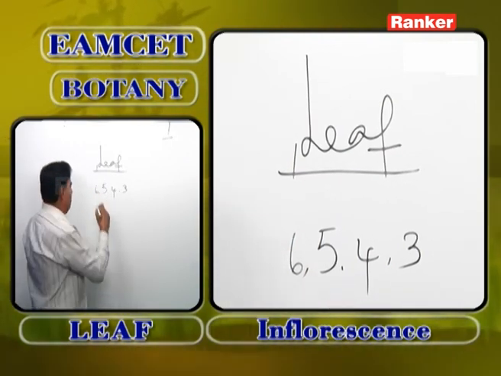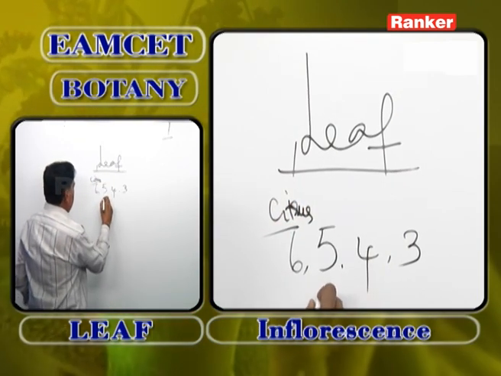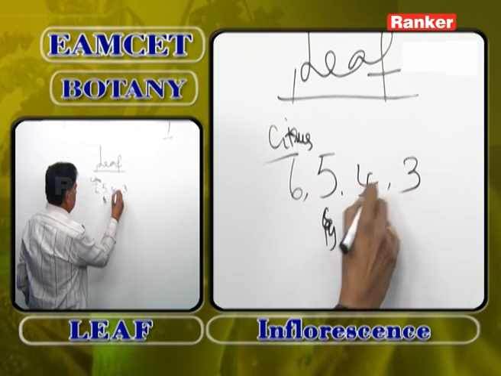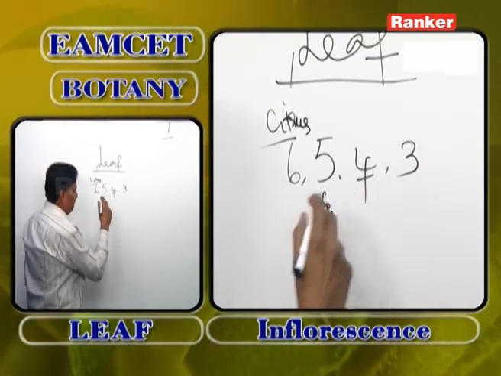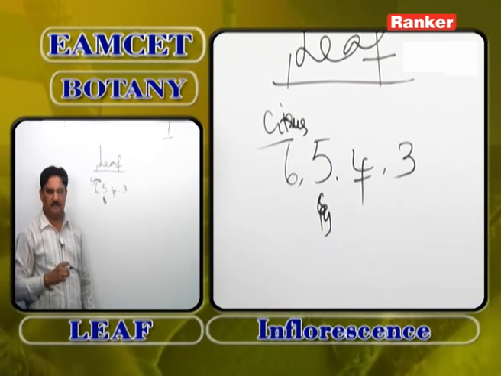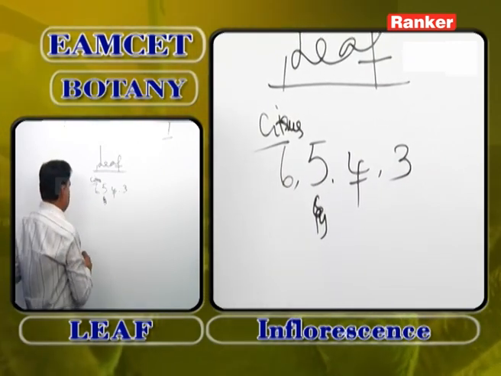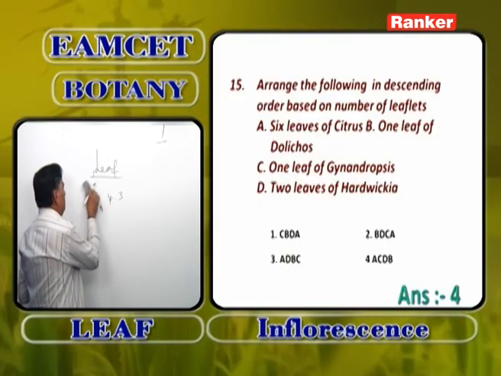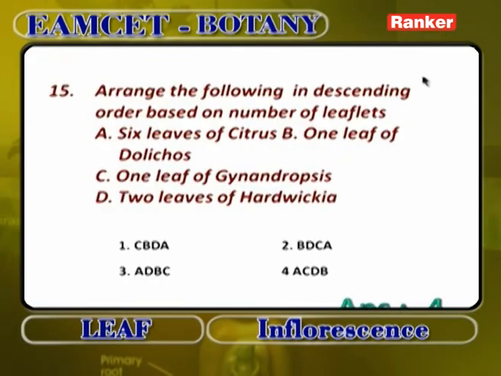C, D, B. I will again tell: citrus 6 leaves means 6, Gynandropsis 5 leaves, then 2 leaves of Hardwickia is 4, because Hardwickia is bifoliately compound, and 1 leaf of Dolichos is 3. So the answer is 6, 5, 4, 3. That is the descending order, and descending order 6, 5, 4, 3 is for the fourth option.